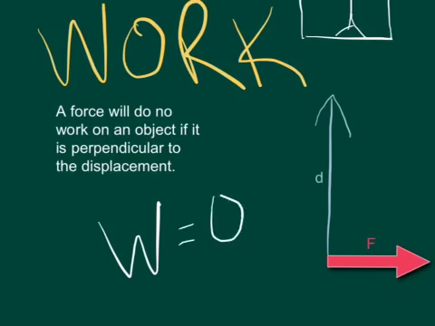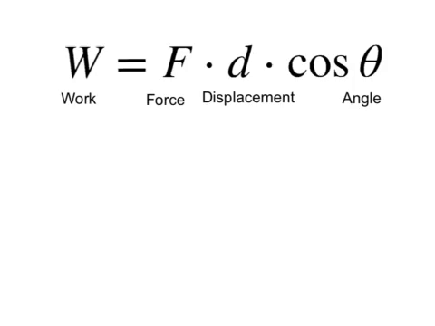Work equals 0, because the force, which is to the right, is perpendicular to the displacement, which is upwards. So that force has nothing to do with the vertical motion of the elevator. It doesn't add or take away any energy from the system. So now we're ready to understand this cosine theta part of the work equation.